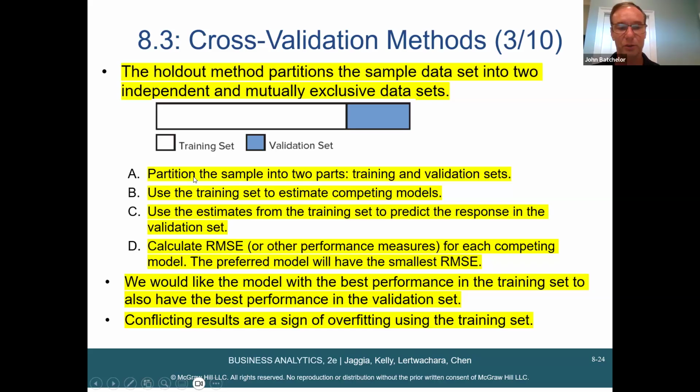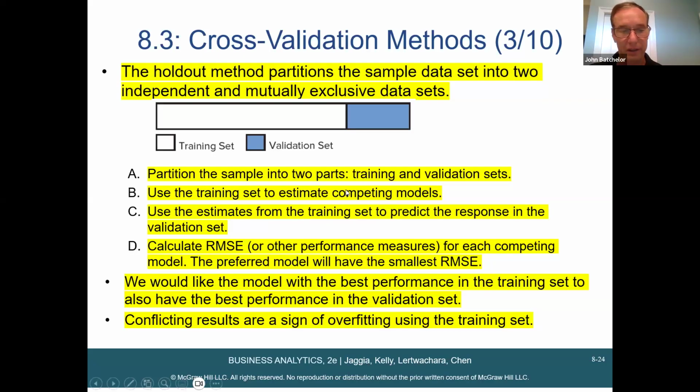Okay, so here's the steps to that. You partition the sample into two parts, use a training set to estimate your competing models. Because remember, we've been doing competing models the whole time, right? We create model one without the interaction, model two with the interaction, and same with our squared terms and everything else. Then use the estimates from the training set to predict the response in the validation set, and then calculate the RMSE for each competing model.